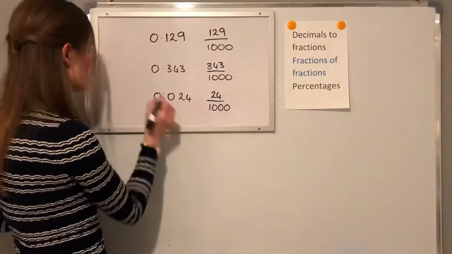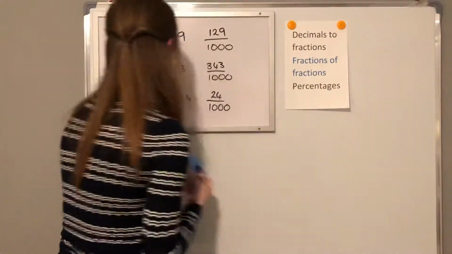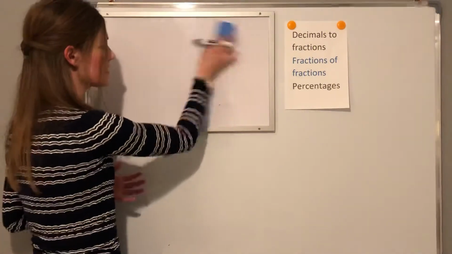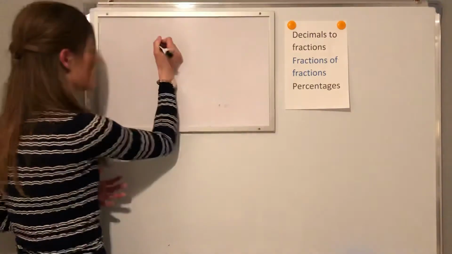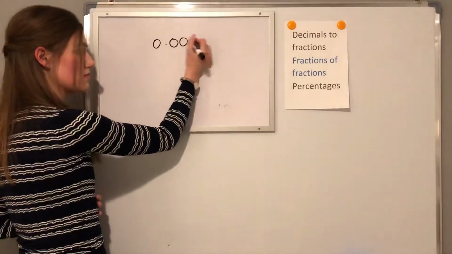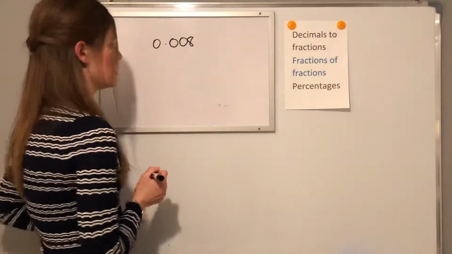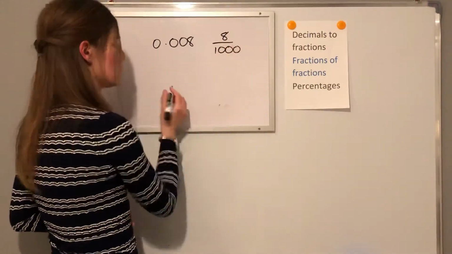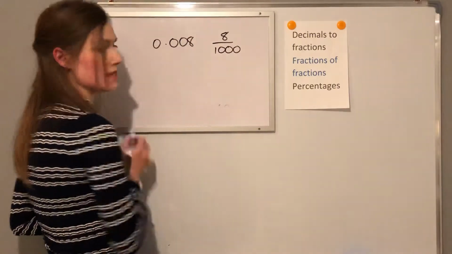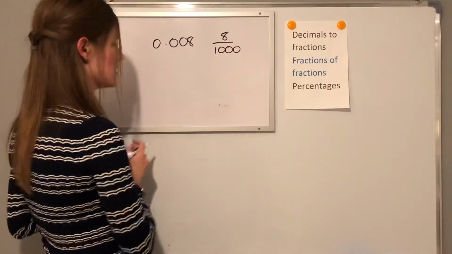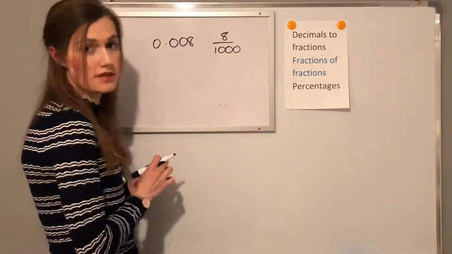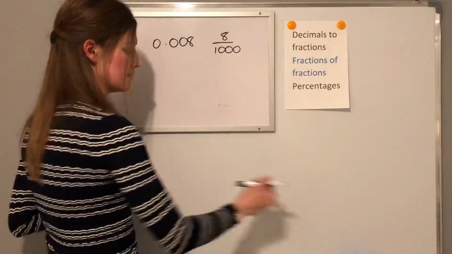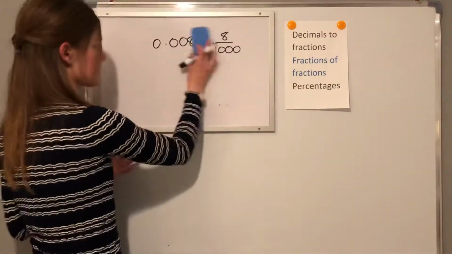Okay, so try to think what you think it would be if you had something like 0.008. So that's going to be 8 over 1,000. So all the time you're looking for how many numbers are after the decimal point, and that will tell you how many zeros you're going to have on that bottom number.